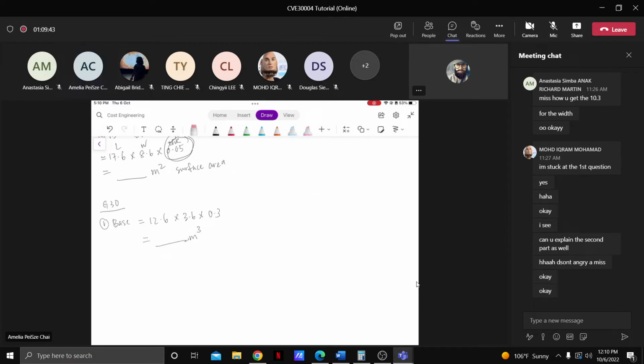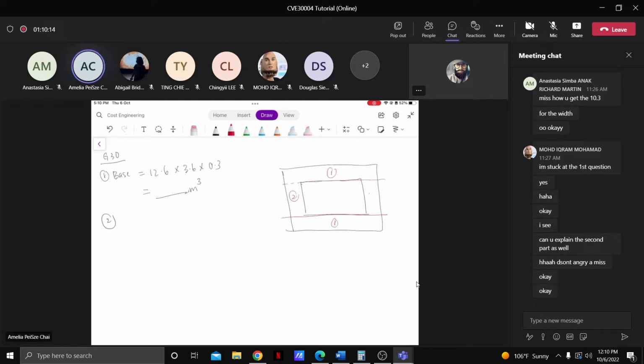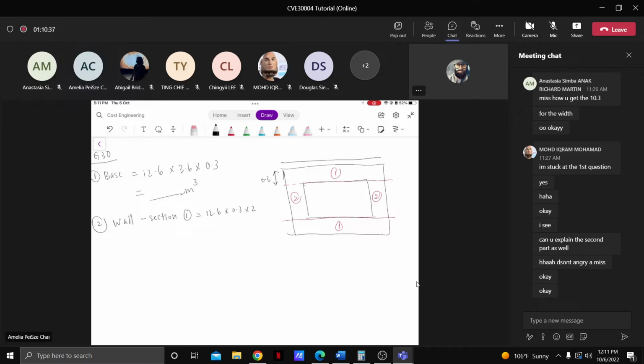Then we have your tank. What you can do is cut into sections. We have section 1 and section 2. Section 1 equals 12.6 multiplied by 0.3 multiplied by 2. The depth is 2 meters since we already minus off your base, so it's only 2 meters. This one is for section 1.